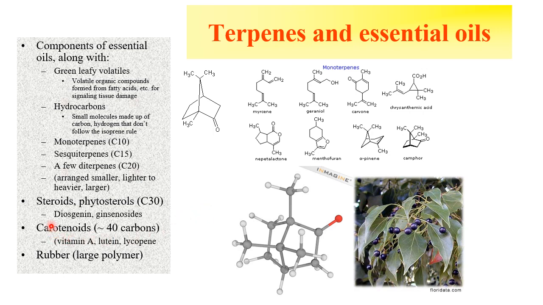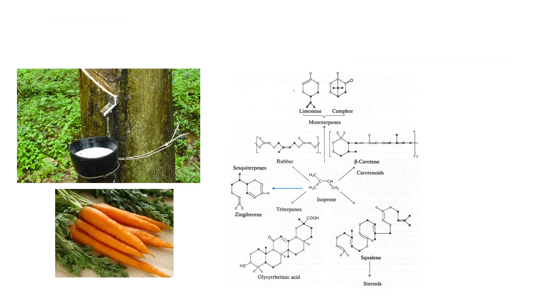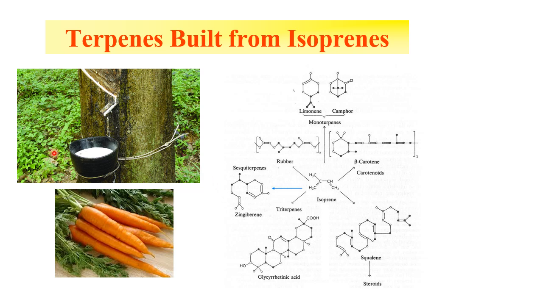And then rubber is a very large polymer of these building blocks, these isoprene units, that could be very, very large. And here on the next slide, you're seeing capturing rubber, tapping a rubber tree and capturing the latex, which then dries into rubber, which is a very tough polymer that is used to make tires and other things. And then you're seeing the yellow coloring pigment, the carotenoid, in carrots, in the orange color here.